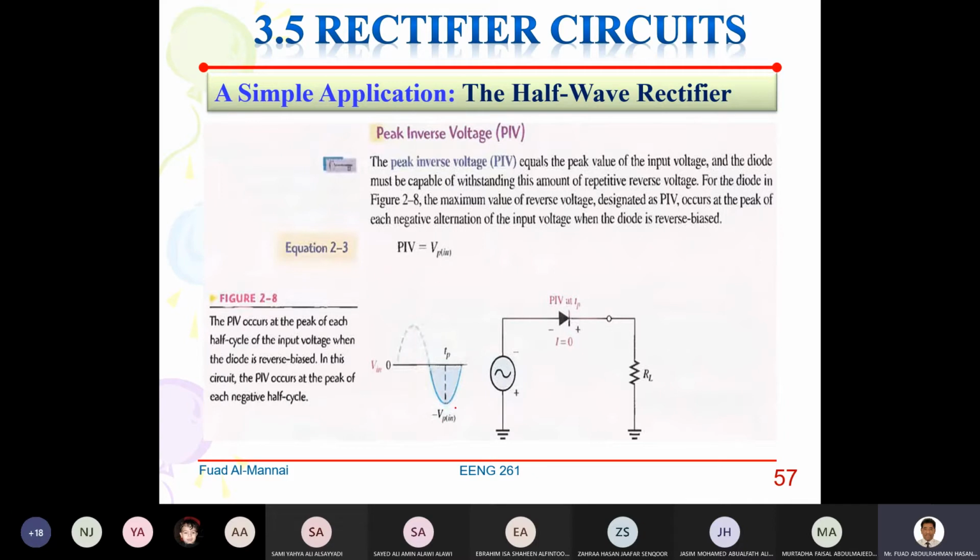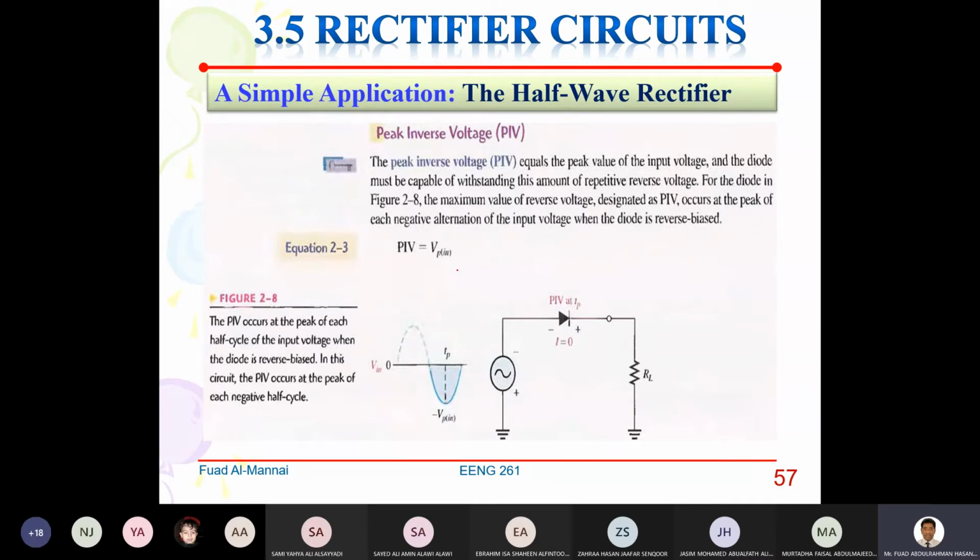And you know what? We don't want to put a negative value. We don't want to say PIV is equal to minus VP. We know it is negative, so we just say PIV is equal to VP, which is the maximum peak value.